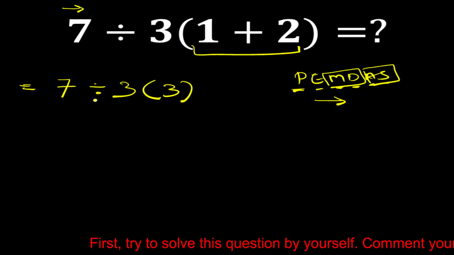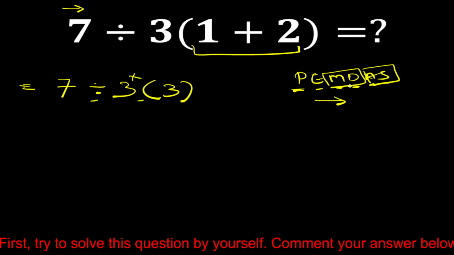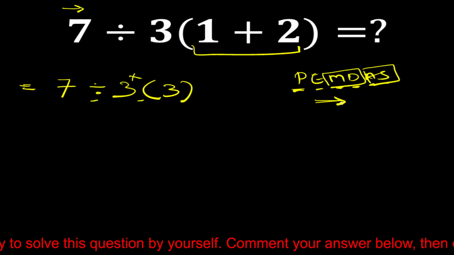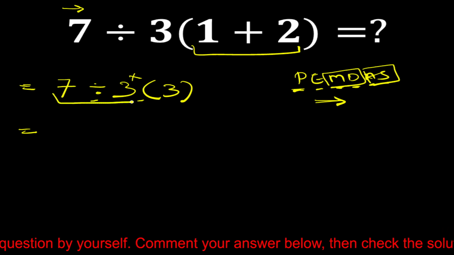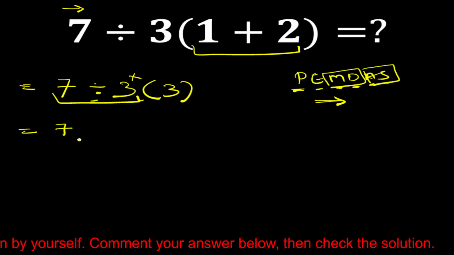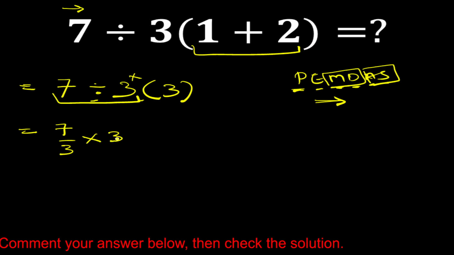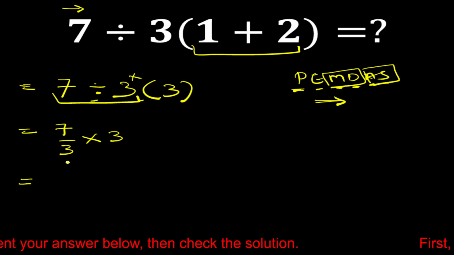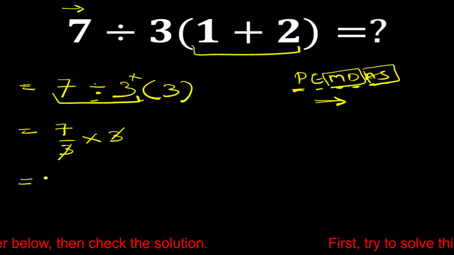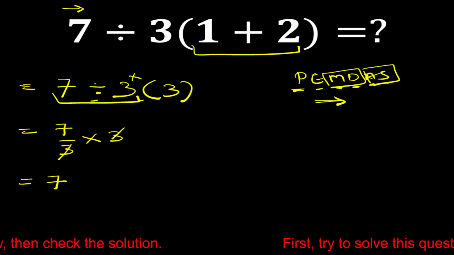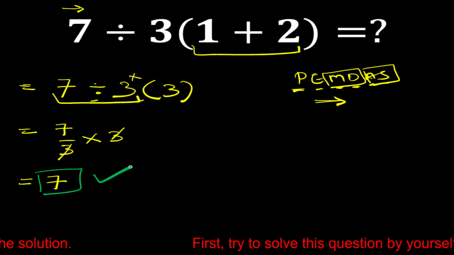Now here is division and here is multiplication. So multiplication and division have the same priority, therefore we have to solve it from left to right. Okay, so first we have to solve this part. So 7 by 3 multiply 3. Therefore cancel these 3 by these 3. Okay, therefore the correct answer is 7. 7 is the correct answer.